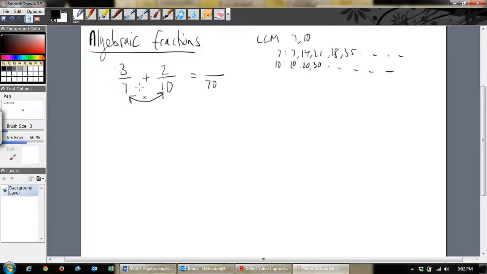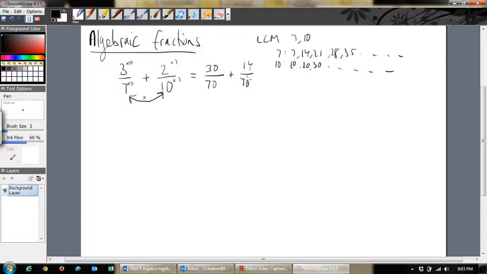If we're changing this fraction's denominator to 70, we've multiplied it by 10, so you need to multiply the top line by 10 as well. So that's 30 over 70. And what about this one here? What do we need to multiply this fraction by to get over 70? We need to multiply that by 7, so we need to multiply the top line by 7.